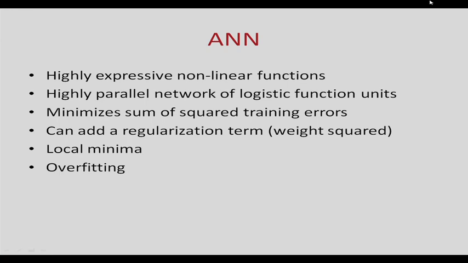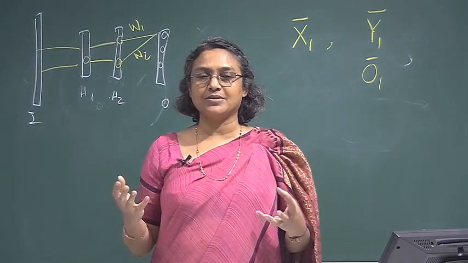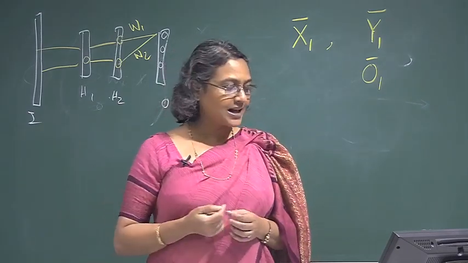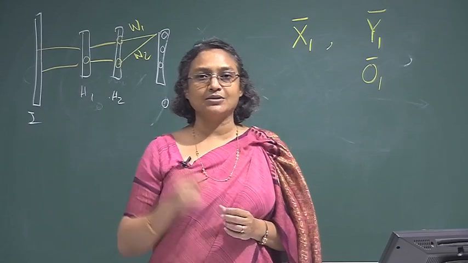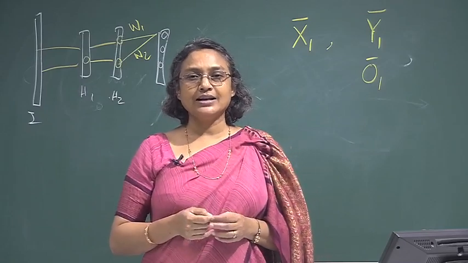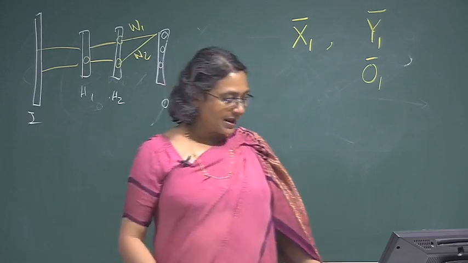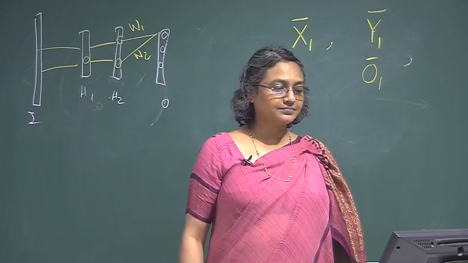We can add a regularization term to a neural network, which I did not talk about. So, what you can do is try to prevent the weights from getting large by penalizing networks where the weights have large values, by adding a regularization term. Neural networks can get stuck in a local minima and may exhibit overfitting.